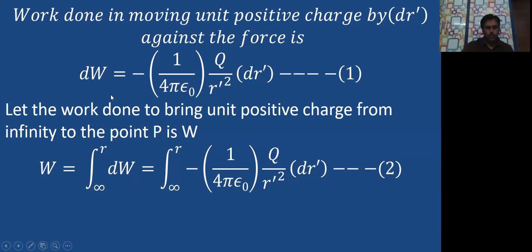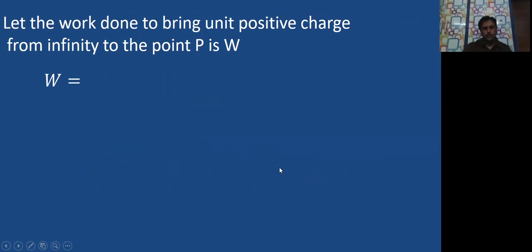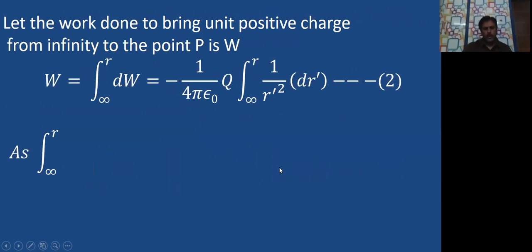Now what did I do? I substituted the dW value. What is the dW value? Minus 1 by 4 pi epsilon 0, q by r dash square, into dr dash. That I substituted. So let us call that equation number 2. So let us move on with the derivation. This is equation number 2 already.